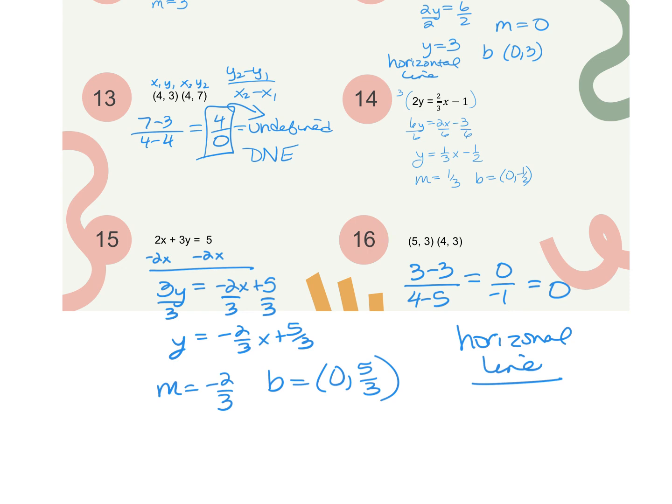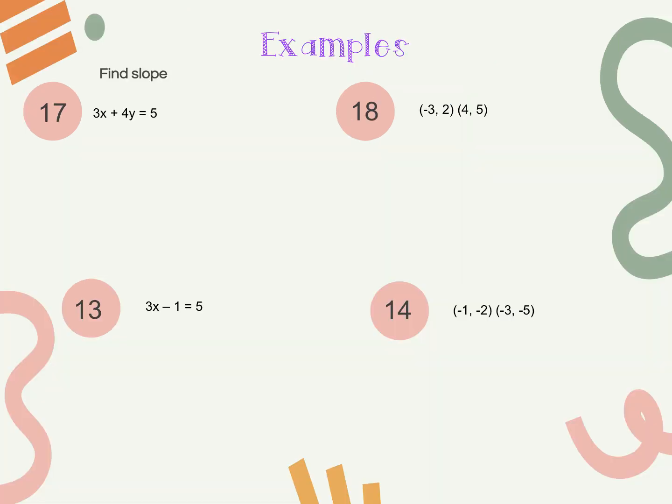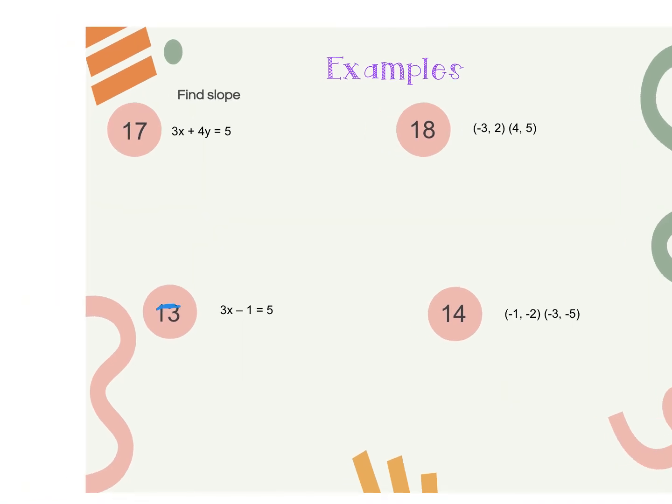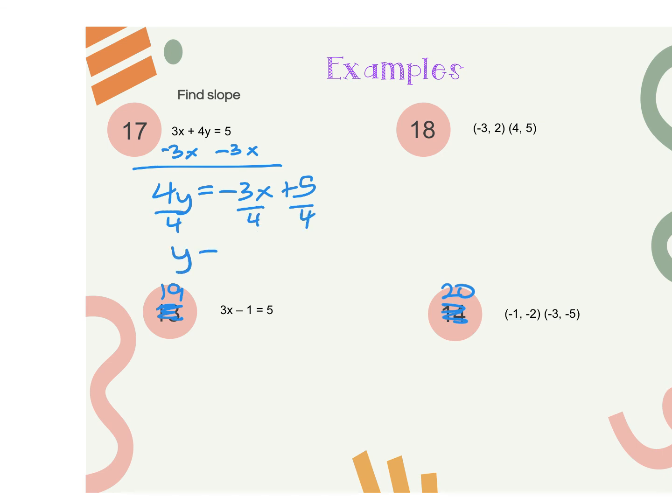4 more examples, same thing, put it in the slope-intercept form and do the slope formula. So let's try 17, 18, 19, and 20. It is a typo on these last two. These should be 19 and this should be 20. So I'm going to move the 3x over. 4y equals negative 3x plus 5. Divide everything by 4. Slope is negative 3/4. Y-intercept is the 5/4. Again, write it as a coordinate when you enter it into WebAssign.